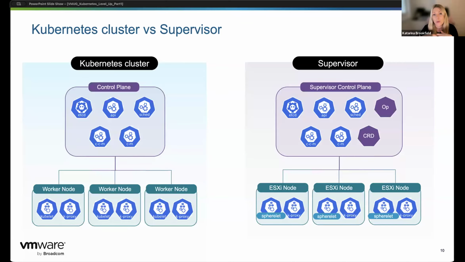And then your worker nodes are, in the case of supervisor, your ESXi nodes. So there we have other things installed, like kproxy for networking, or our own implementation of kubelet, which is called Spherelet, which is used for some special use cases, like, for example, vSphere pods that we use. So as you can see, it's the same kind of architecture.